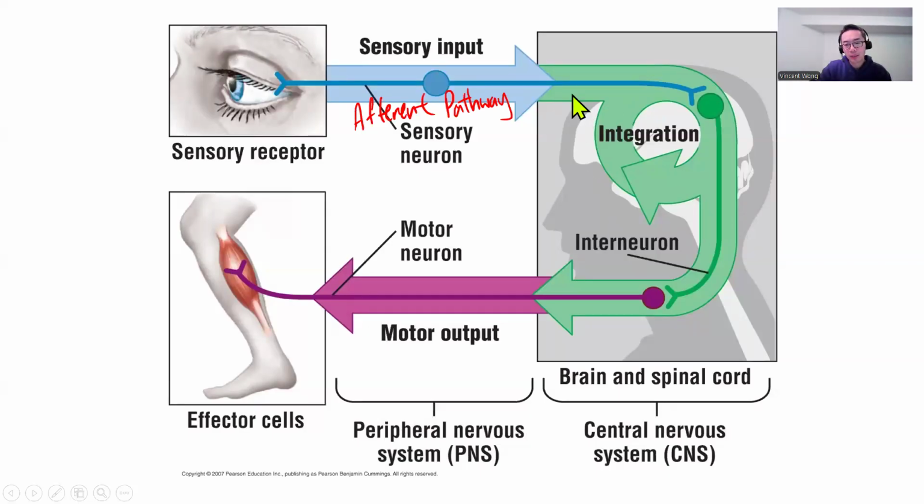And then you will process that information in the brain in this case. And you're like, oh no, a squirrel is crossing the street. I do not want to run it over. I got to step on the brakes. So then it sends the motor output through the efferent pathway. And this time, the effector is the final organ or muscle or gland that will execute the motor output. In this case, the calf muscle will step on the brakes and you don't run over the squirrel.